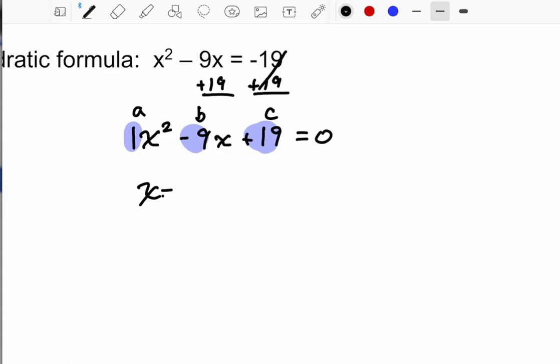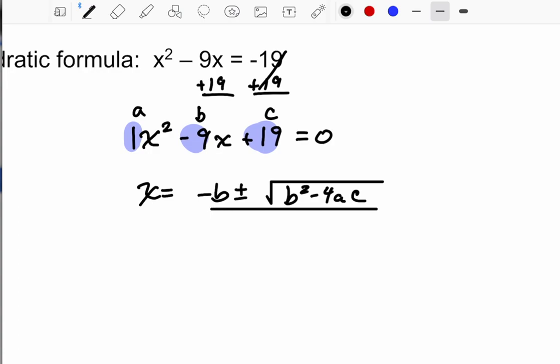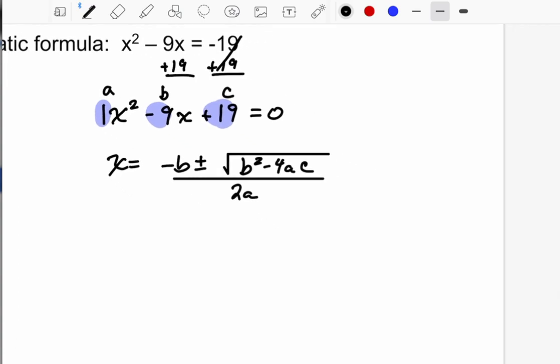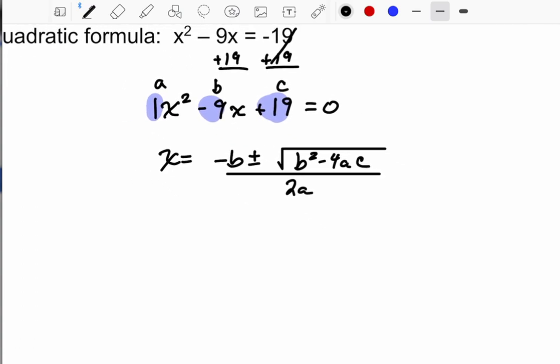X is equal to -b plus or minus the square root of b squared minus 4ac all over 2a. Pop in the appropriate values. I forgot if you said, sorry, but are we going to have to memorize that?